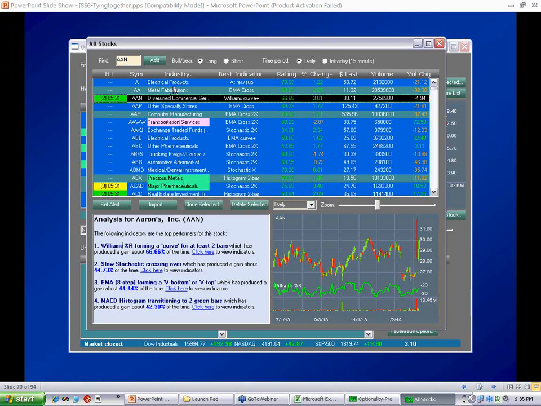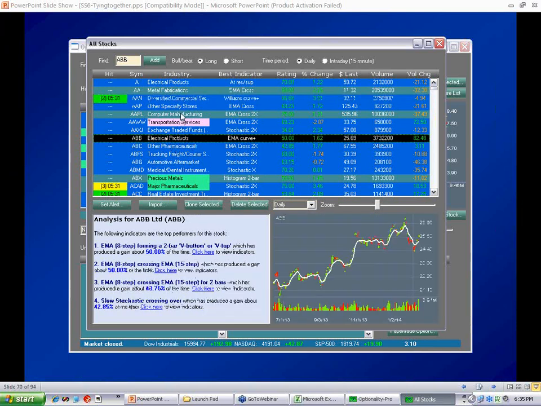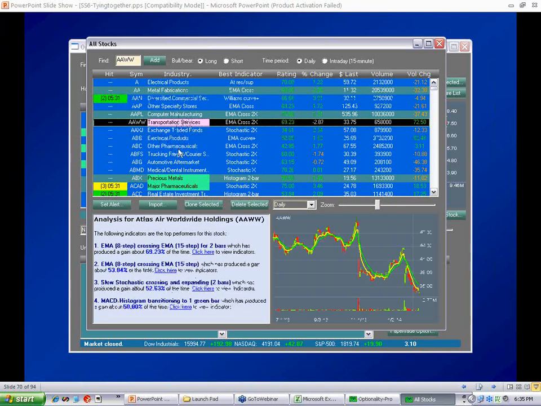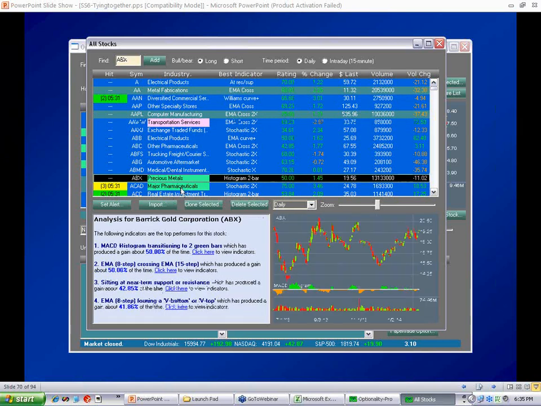The industry column, this is one of the only watch lists in the whole product that will give you the industry, what sector it's in. The color background is the same as the master list. If it's reddish, that means it's in a bad industry for today. If it's greenish, that means it's in the hot sector for today.